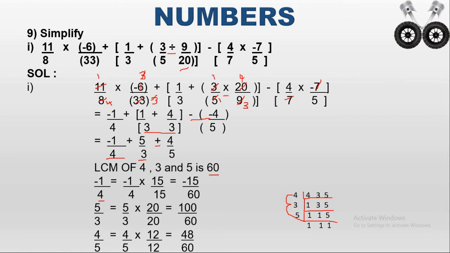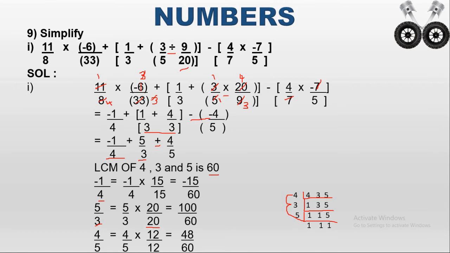So up and down you have to multiply by 15. So minus 1 into 15 is minus 15 whole divided by 60. Again the next rational number is 5 by 3. So here the denominator is 3. We have to convert the denominator equivalent to 60. So up and down you have to multiply by 20. So 5 into 20 is 100 divided by 60.